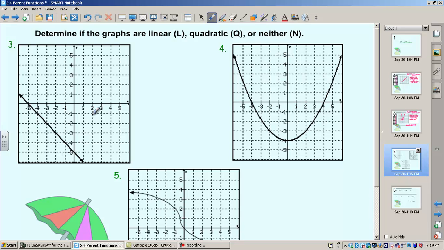So do they make a straight line? Do they make a parabola? Or are they neither one? So look at number 3 here. If you look at number 3, it is clearly a straight line. Therefore, it has to be linear.